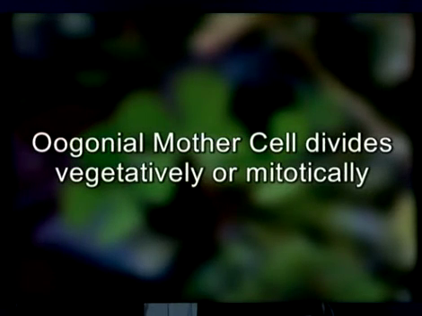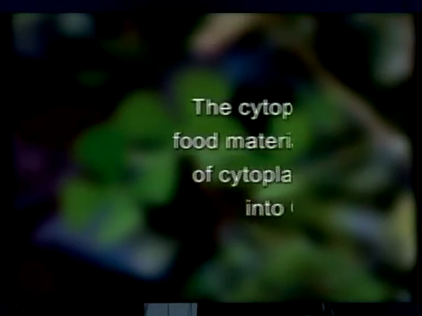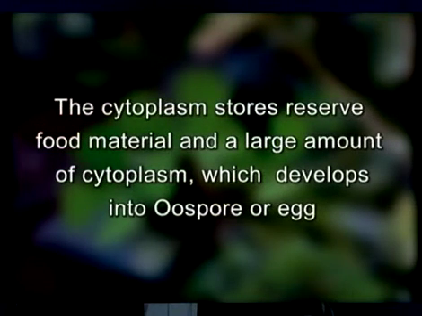Oogonia are highly differentiated female gametangia. The oogonium develops from an actively growing cap cell, and this growing cap cell acts as the oogonial mother cell. This oogonial mother cell divides vegetatively or mitotically into two cells. The upper daughter cell, having more cytoplasm and a larger nucleus, acts as the oogonium, and the lower cell acts as the suffultory cell or supporting cell. The cytoplasm of the oogonium stores reserve food material, and a large amount of cytoplasm develops into the oospore or egg.